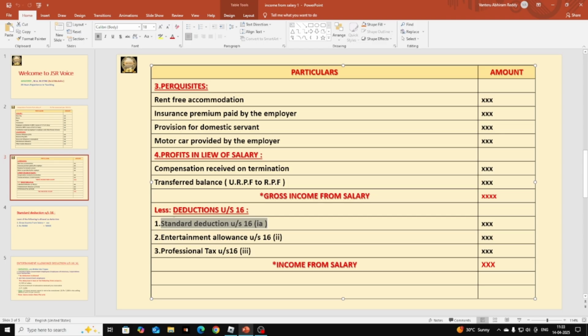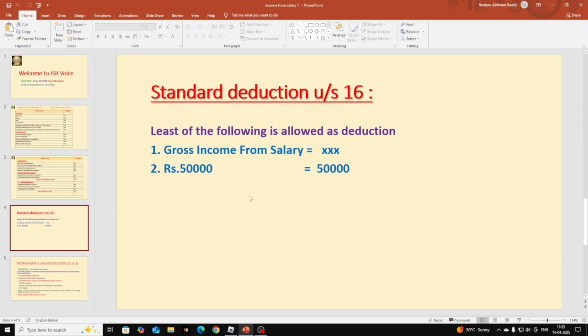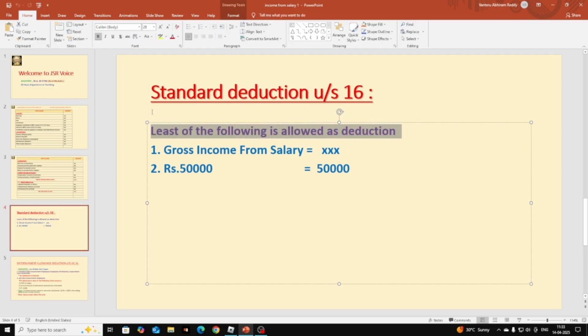This is the first deduction and there is a rule for this. So what is the rule here? You can see how much standard deduction we can allow under section 16. That is, least of the following is allowed as deduction. Under that we have 2 items. Out of these 2, which is least, that will be taken as deduction, standard deduction under section 16 1a.